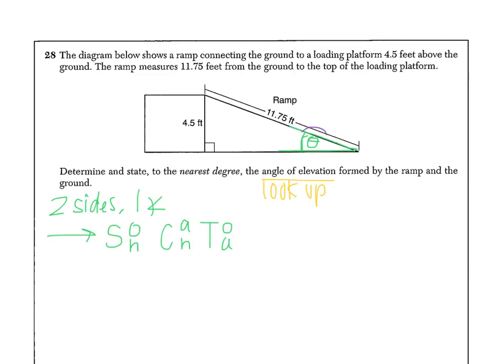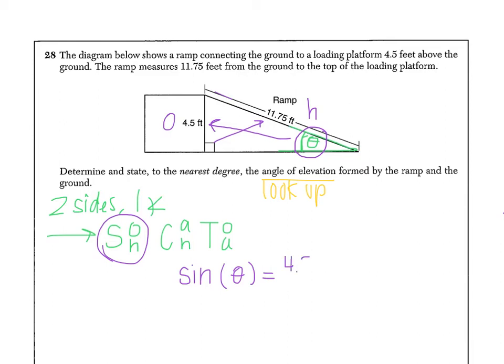If I look at my theta and I circle it and start to label my sides as H's, O's, and A's, I end up seeing that all the way opposite of the angle of theta is O, opposite. And this big, huge side, 11.75, is the hypotenuse because it's across from the right angle. So O and H force me to use sine. So now I'm going to fill in my equation. Sine of the angle, which happens to be theta, again, if you don't like theta, use x, equals opposite 4.5 over hypotenuse 11.75.